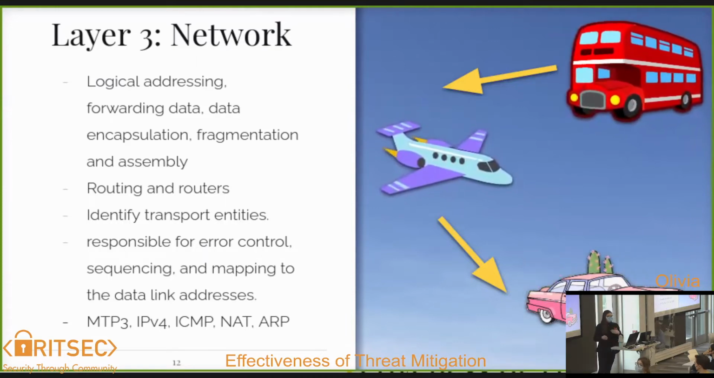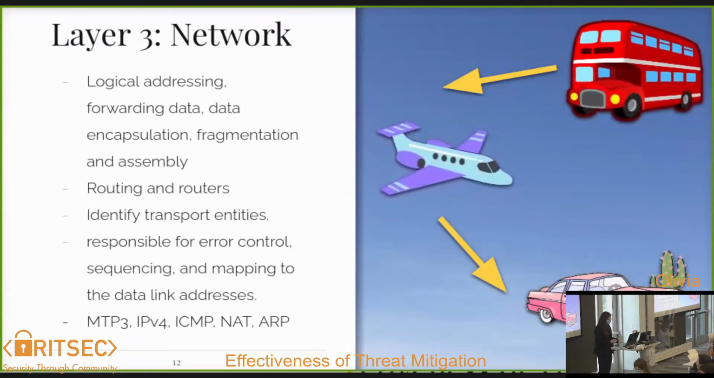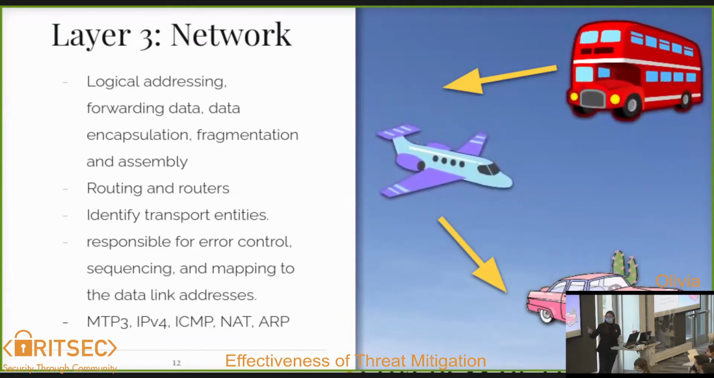Now, let's say on the way to the airport from New York, my bus shuts down. The network layer will call an Uber for me so I can make it the rest of the way to the airport. So that's the error control right there. The protocols that operate here are MTP3, IPv4, ICMP, NAT, and ARP.